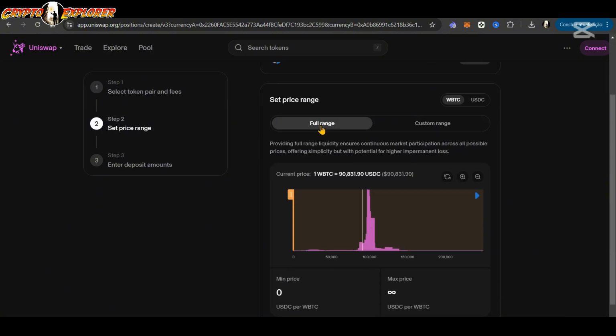So full range will give you the least amount of rewards. You can see providing full range liquidity ensures continuous market participation. You never go out of range across all possible prices, offering simplicity but with potential for higher impermanent loss.